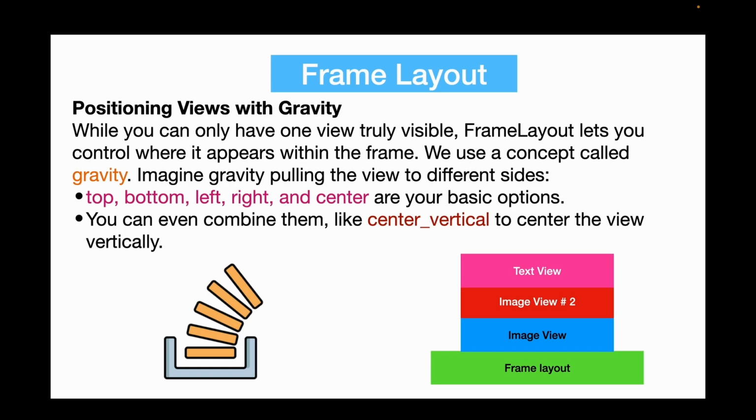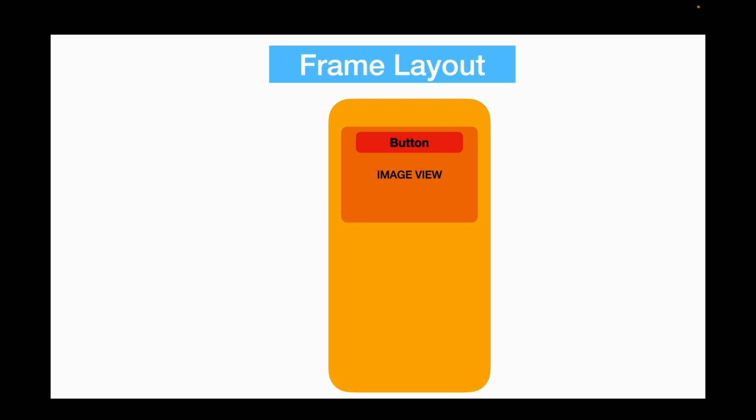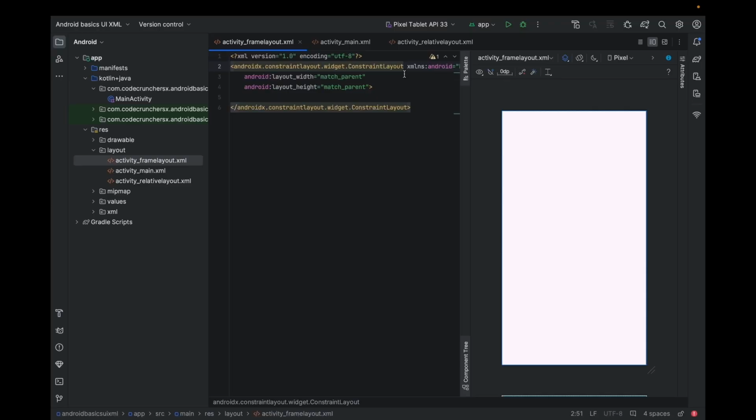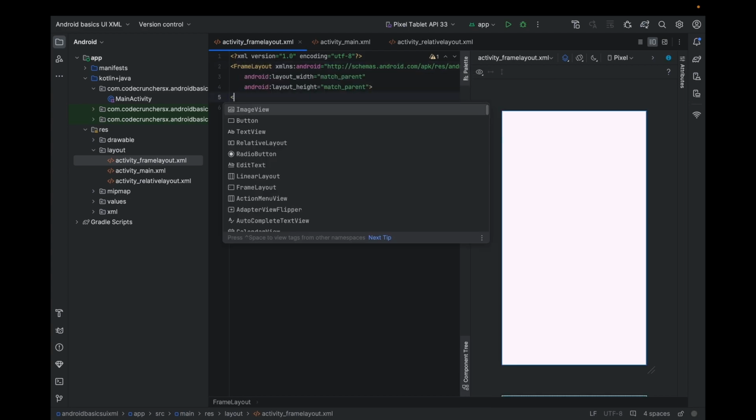We can use the gravity attribute to specify where it needs to appear within the frame. Imagine gravity pulling the view to different sides like top, bottom, left, right and center. We can even combine them, like center vertical to center the view vertically. Let's see a quick example with an image and a button. We set the image as a background and we will use layout gravity to align the button on top of the image view. Navigate to Android Studio and change the parent layout to frame layout and create one image view.